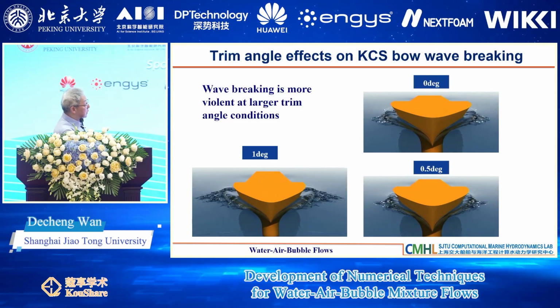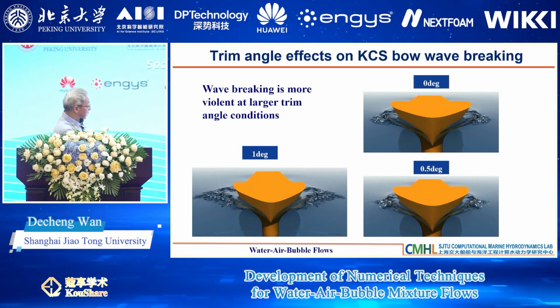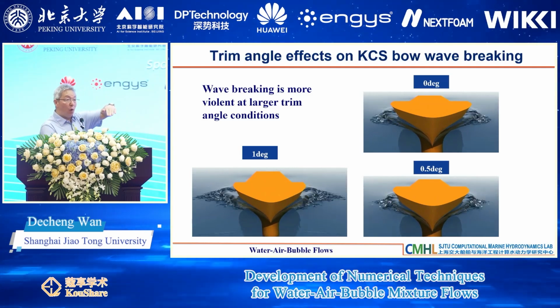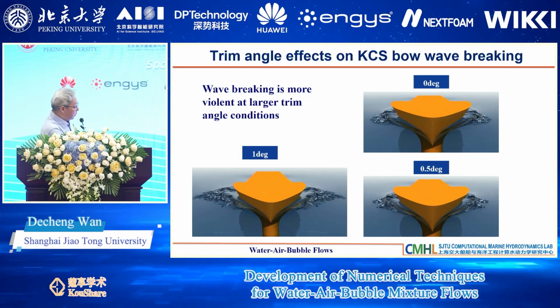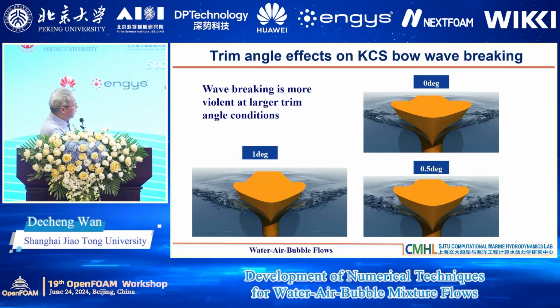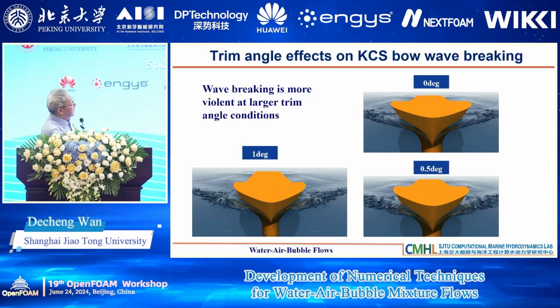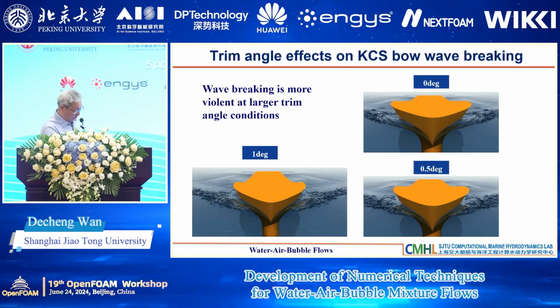This is 0 degree, this is 0.5 degree, and this is 1 degree. So if the trim angle is bigger, you can get more breaking waves in series. This is very important: the trim angle effect on the bow wave breaking.